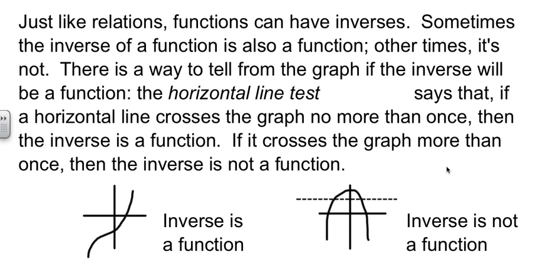So when they ask you to use the horizontal line test, that's what they're looking at: draw a horizontal line across it. Like I say, an uncooked spaghetti noodle is a great horizontal line. It also works for a vertical line too. All you have to do is rotate it. If it crosses more than once, then your inverse is not a function.